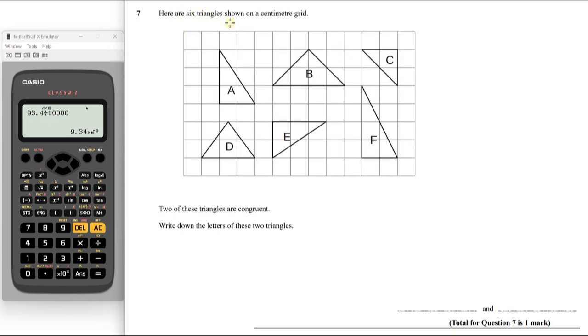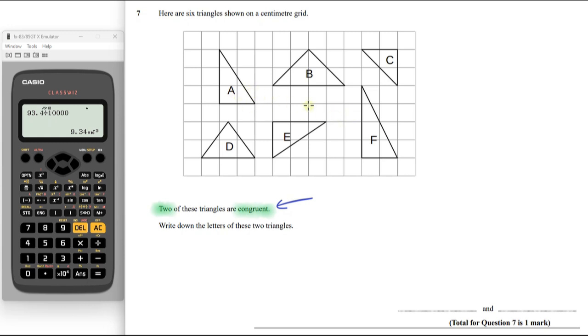Question 7. Here are 6 triangles shown on a centimetre grid. 2 of the triangles are congruent. Write down the letters of these 2 triangles. So what do we mean by congruent? So congruent just means that one of the triangles can fit directly on top of one of the other triangles. So they're exactly the same shape and size. So let's think about these.